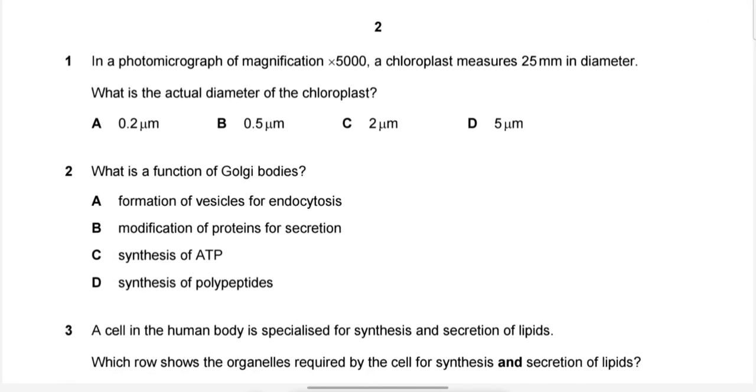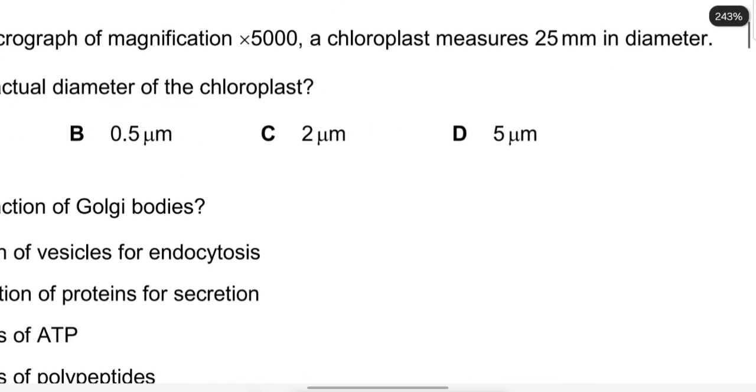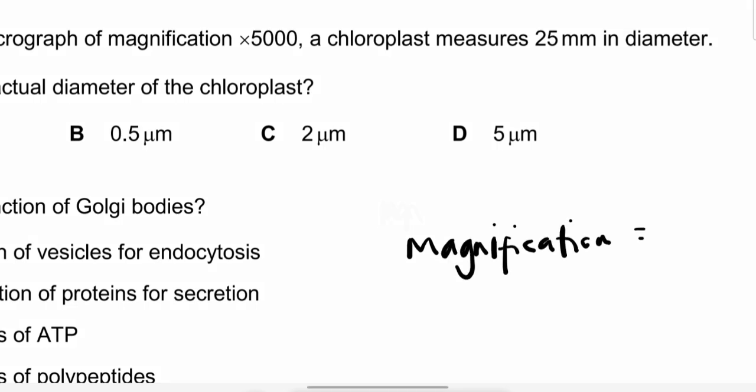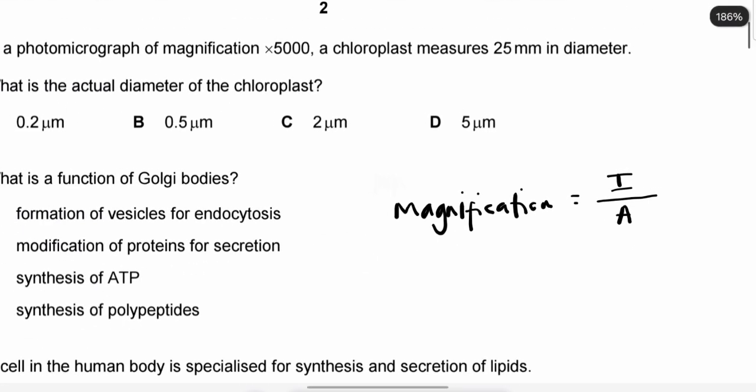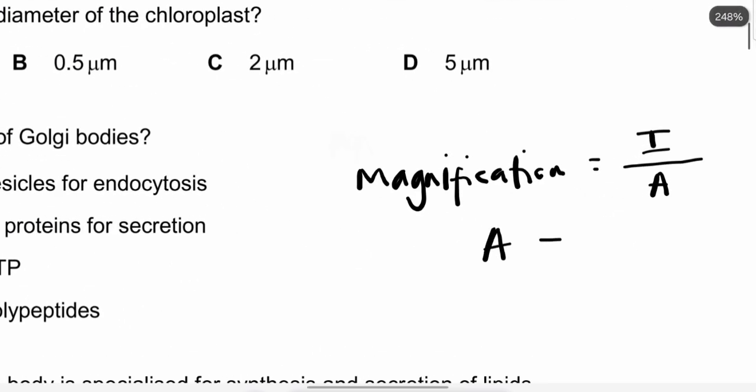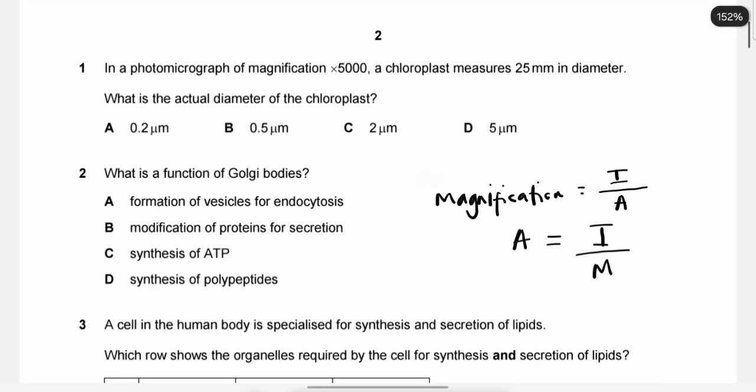It's saying in a photomicrograph of magnification 5,000 times, a chloroplast measures 25 millimeters in diameter. What is the actual diameter of the chloroplast? We know that magnification is equal to image length over actual. Now if you want actual, it will be equal to image over magnification, like that.